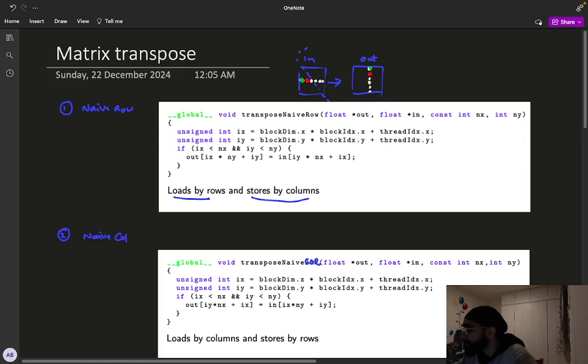However, the green thread and red thread, which are consecutive threads, access different locations in memory while storing into the global memory in the output matrix. There is a stride of this many elements, so they're not consecutive locations in the output matrix. So the global memory stores would not be coalesced. That is the problem with this naive row implementation: global memory stores are not coalesced.